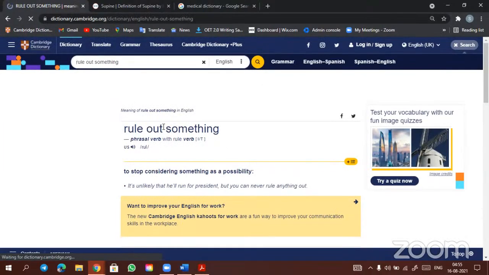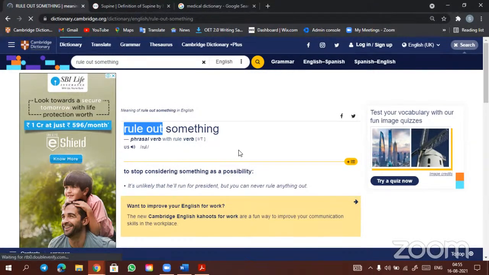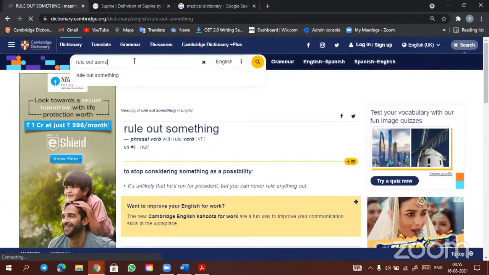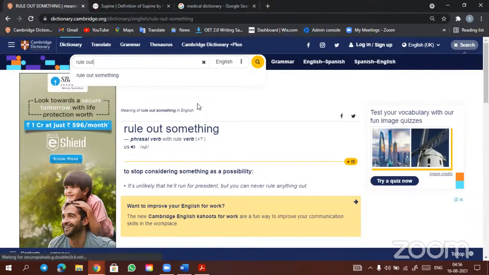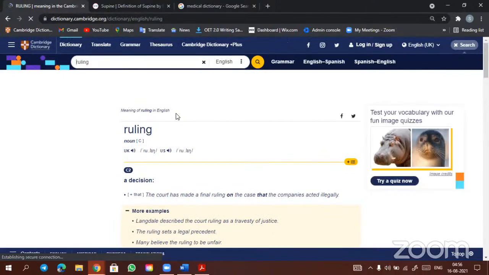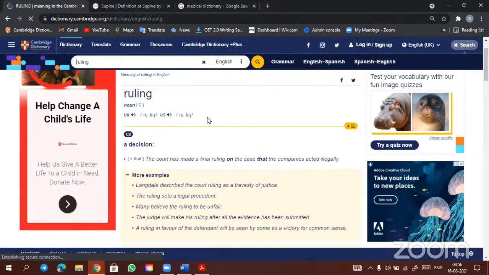Rule out is a phrasal verb. Where is the hyphen? Nowhere. So that is it. Rule out, no other word. Rule out something. What does that mean? To stop considering something as a possibility. So to rule out, you have to write. Or you can say for ruling out. Let us see, ruling out. But rule out is the word. You cannot change it. So you cannot use for. You can use to rule out.